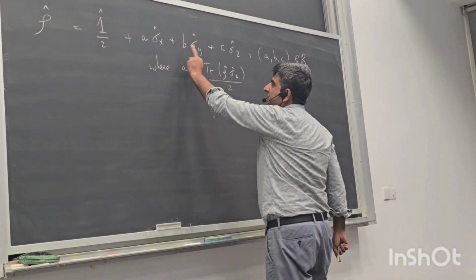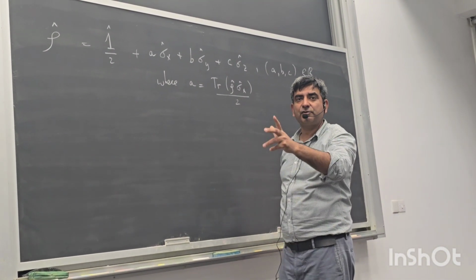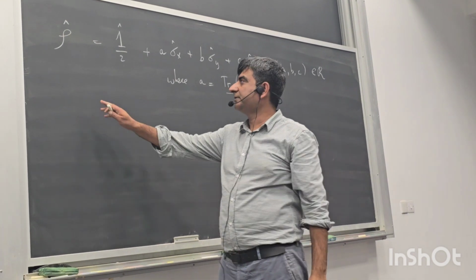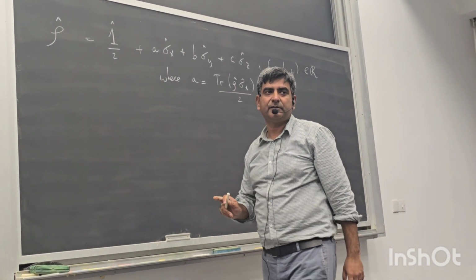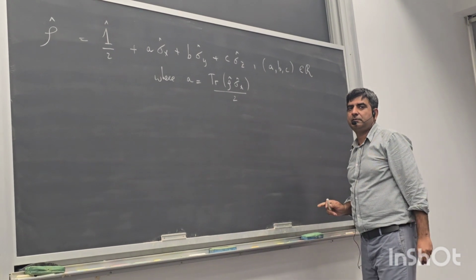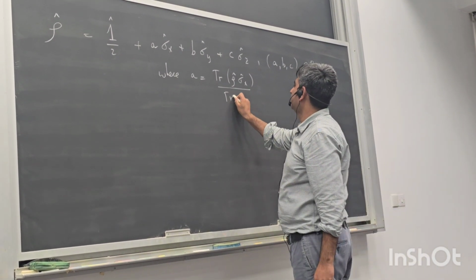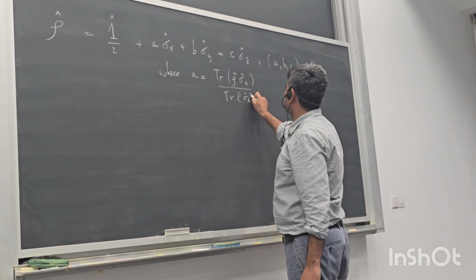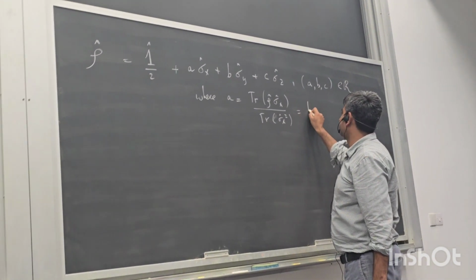These are all traceless operators. Sigma x, sigma y, sigma z are traceless operators. The trace of this rho only comes from this term. All of them are traceless operators. I don't know if there is a 2 here, but this is trace of sigma x squared, which is identity, which is 2. So therefore there is a 2.